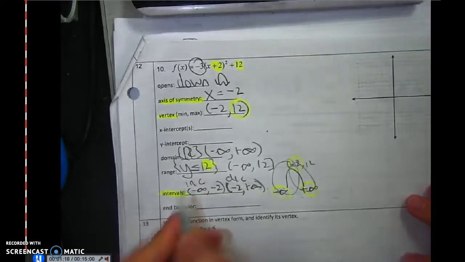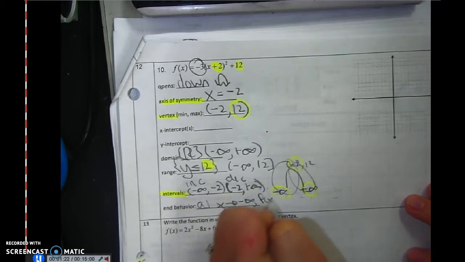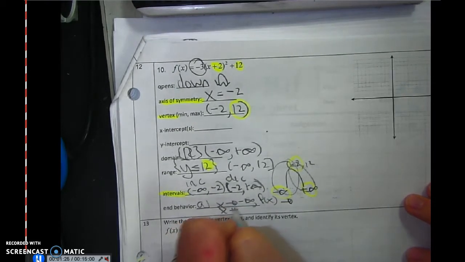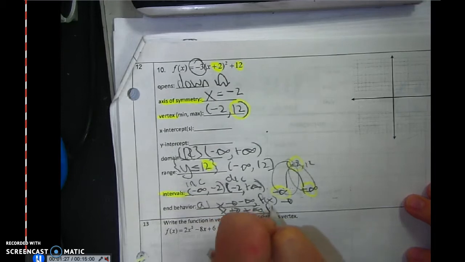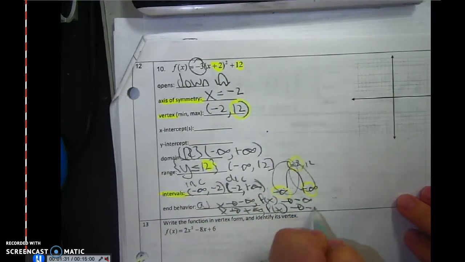Okay? I can do the end behavior. As x approaches negative infinity, f of x approaches. As x approaches positive infinity, f of x approaches. And since it's going down, the answer is negative infinity.